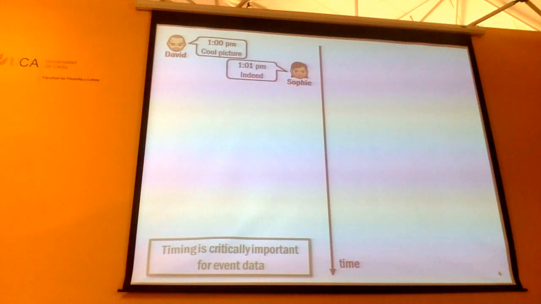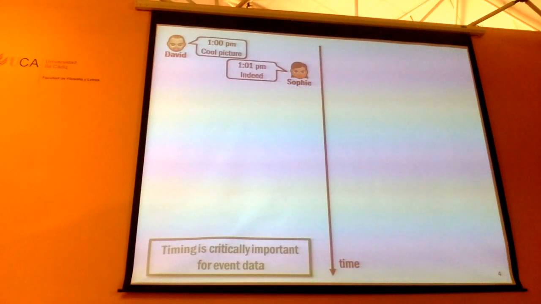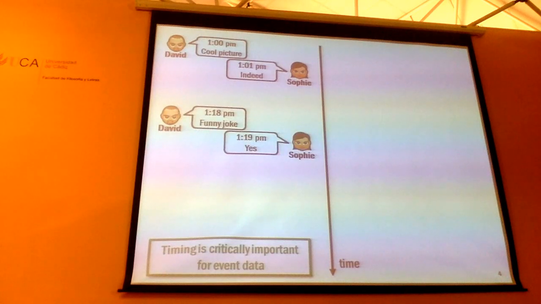So here is a hypothetical example of discrete events happening in continuous time. There are two people interacting in a social network, David and Sophie. They're connected to each other via Facebook or Twitter. At 1 p.m., David tweets about something, a cool picture somewhere. Sophie follows up very quickly, 1 minute later, saying it's indeed a very cool picture. Then David posts another message 18 minutes later, a very funny joke. And Sophie follows up very quickly and says yes.